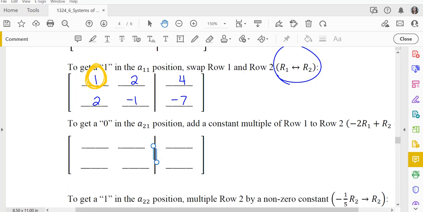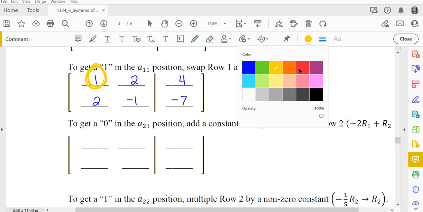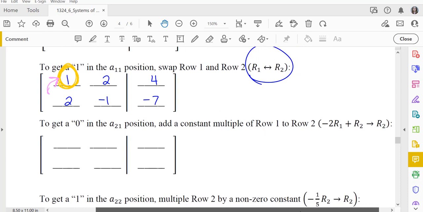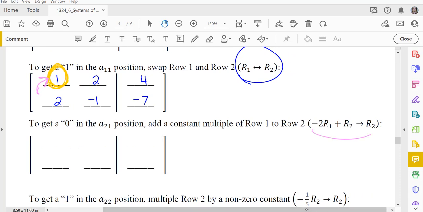Our next goal is to concentrate on the number underneath that 1. We want to get a 0 there. The only thing we have to use is this number right here. So I'm going to add a constant multiple of row 1 to row 2. You're going to do -2 times row 1 and add that to row 2 and make it your new row 2. Because we're changing row 2, I'm going to leave row 1 alone.